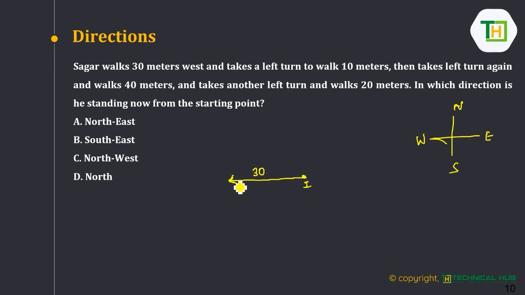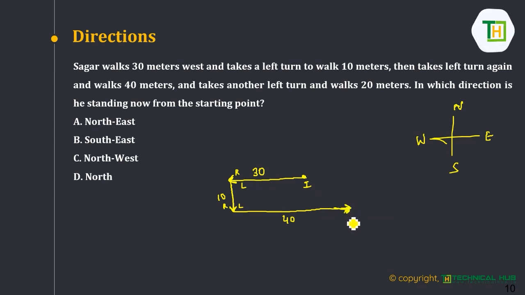So since he is moving in this direction, this is right and this is left hand side. So towards left means down. Towards down he walked for 10 meters here. Now he is in this direction. Then takes left turn again. So since he is coming down, the left means towards east. So towards east he walked for 40 meters. Okay. So he walked for 40 meters towards east and now he is in this place. And then another left turn.